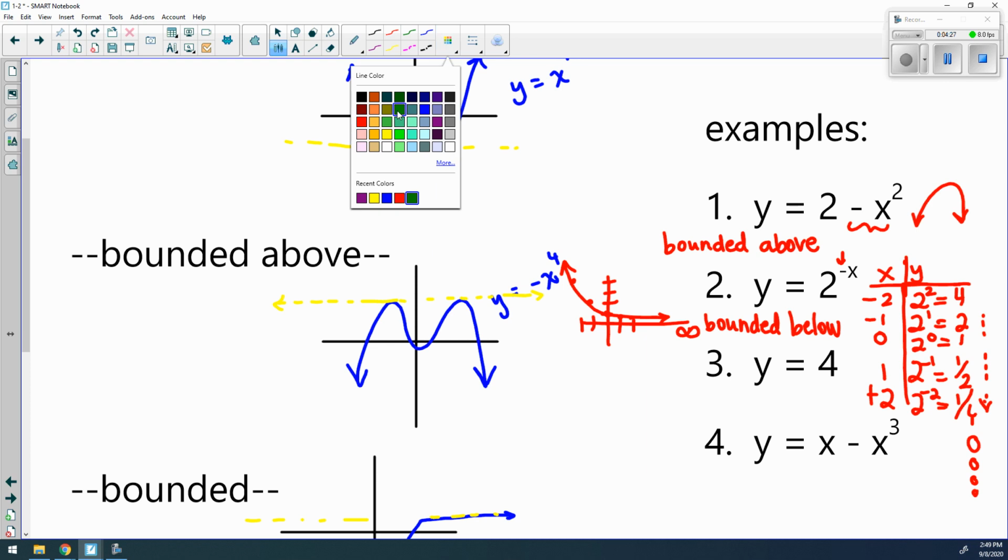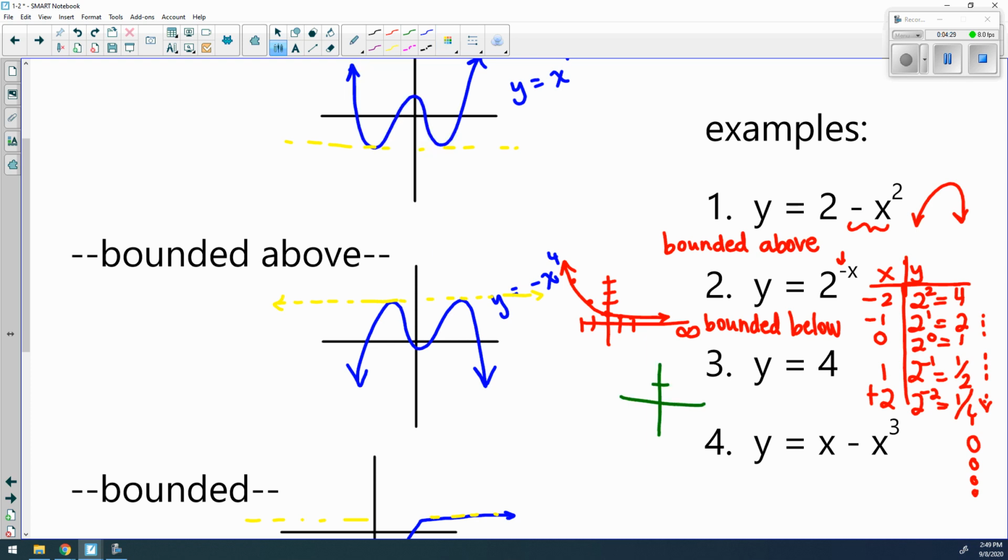Y equals 4 is going to be the horizontal line through 4, like so. Now, it's never going to reach a maximum point, and it's never going to reach a minimum point. So number 3 is just straight up bounded because it is bounded above and below.